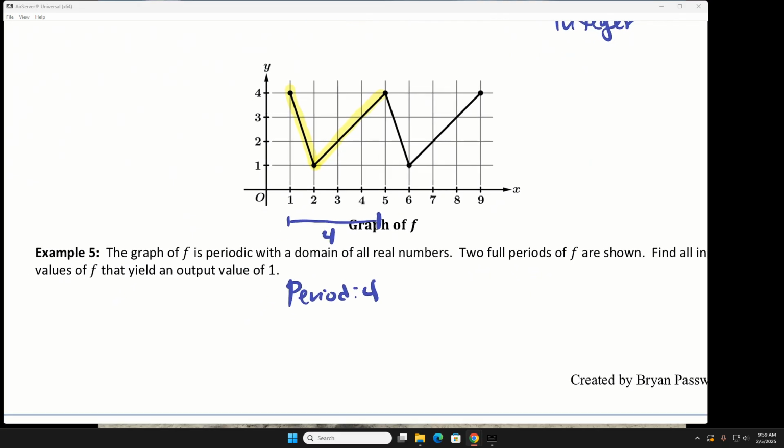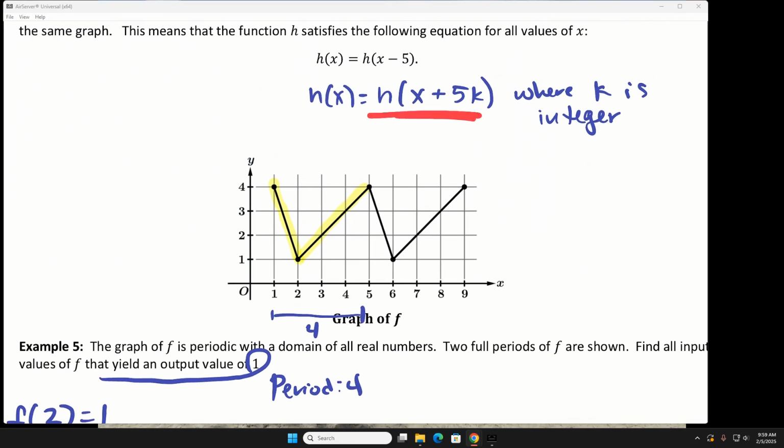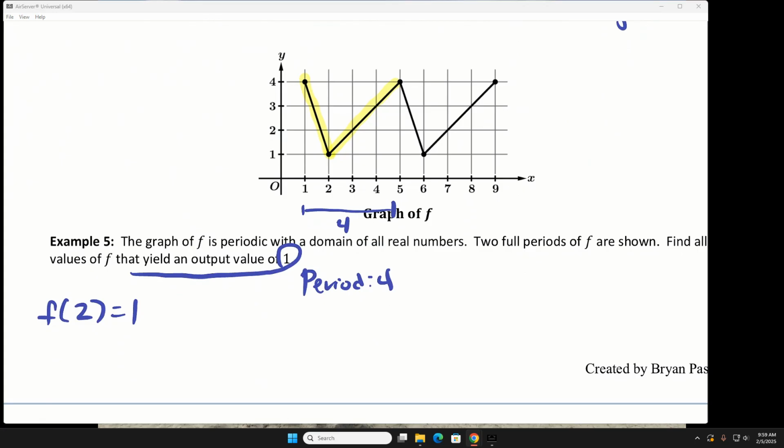Okay, and so from that first period, we want to know what x values give you an output of 1. So what x value in that first period gives you 1? All right, but we're going to just keep getting that cycle over and over again, to the left and to the right. We want to represent all of the x values that are going to give us 1. And so we can use the idea that we were just talking about. So f of 2 plus whatever the period is times k, 4k, is going to give you 1, as long as k is an integer.